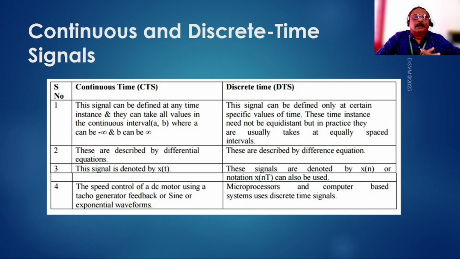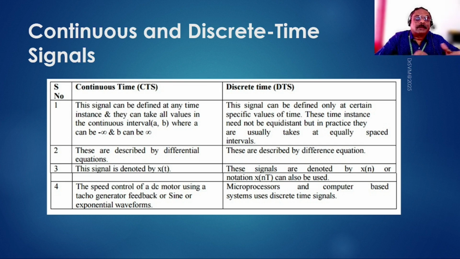And in terms of representation, the continuous time signal is conveniently represented with differential equations, whereas discrete time signals are handled through difference equations. The continuous time signal is represented by x of t, whereas the other one is represented by x of n. Examples are speed control of a DC motor using a tacho generator feedback, or sine or exponential waveforms, which are some examples of continuous time signals.